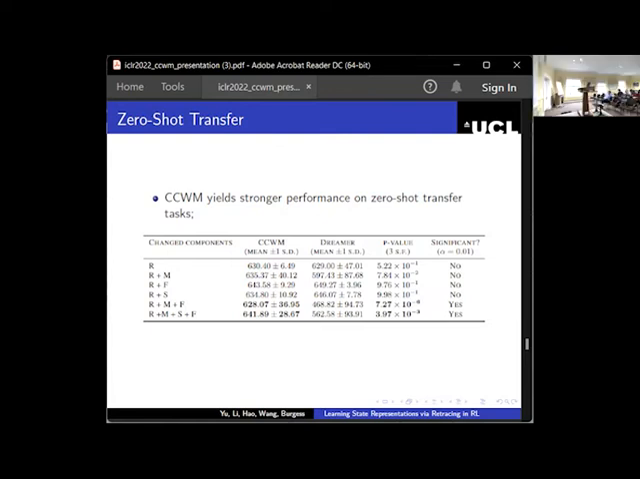By running the two-sample t-tests, we show that CCWM has roughly equivalent performance to Dreamer on simpler changes in the task, but statistically significantly better performance than Dreamer when the changes are more complicated.